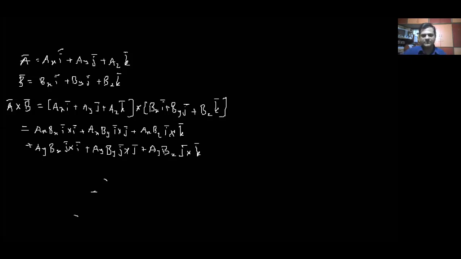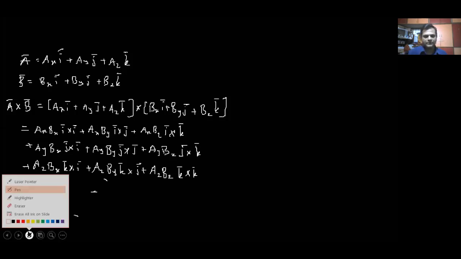So the next step is here plus AZ into BX into k bar cross I bar plus AZ into BY into k bar cross j bar plus finally AZ into BZ into k bar cross k bar. Now we'll see here according to the definition of cross product.